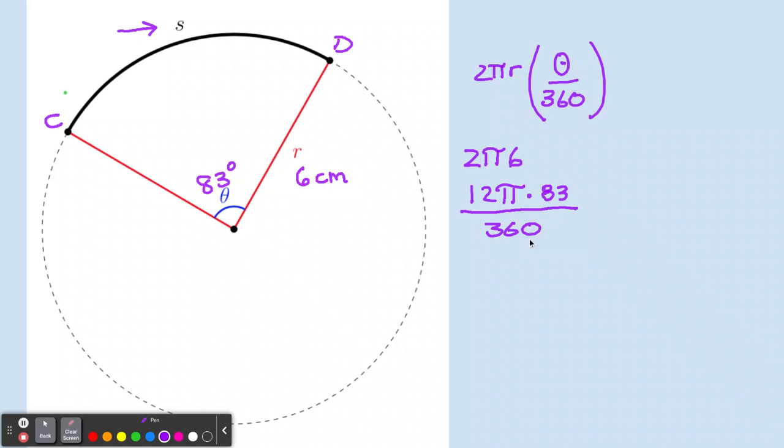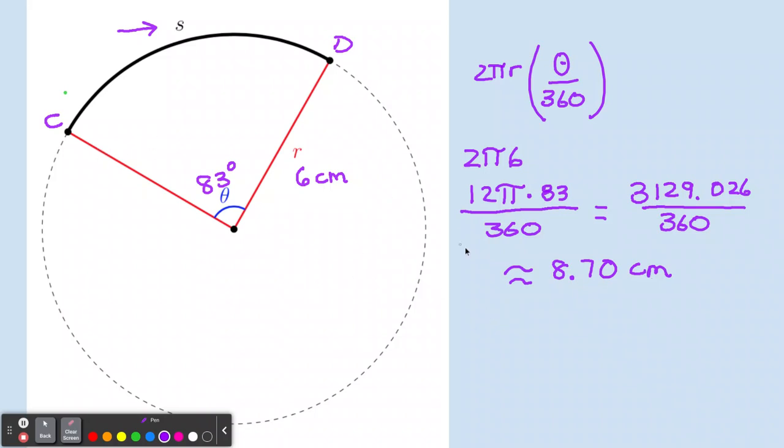So we just multiply this with your calculator, and you'll get a decimal. Then just divide it by 360. And so we're going to get roughly 8.70 centimeters. You might have gotten 8.69173, so just round it to 8.70. So that is the arc length.